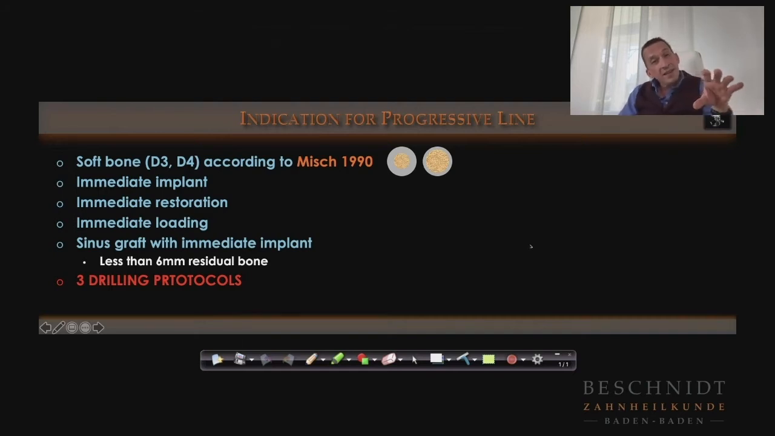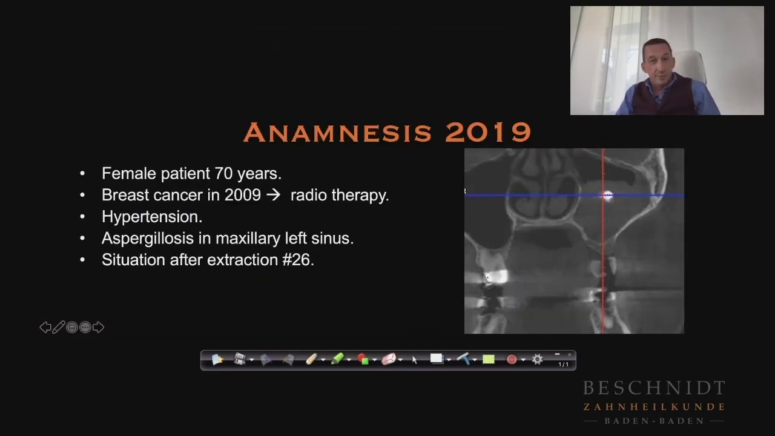So now let's have a look at the indication for the progressive line. The indication, of course, is soft bone. And all we want to do, immediate implant, immediate restoration, immediate loading, and also immediate implant in the sinus lift. I'd like to show you one of the first cases I did with this implant.